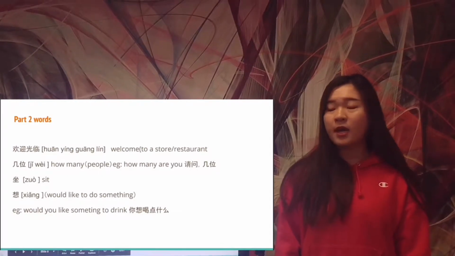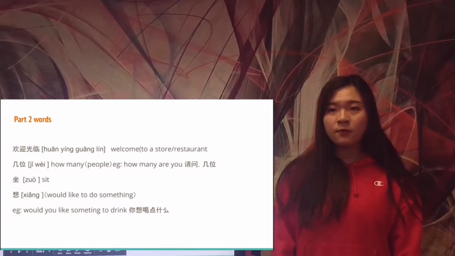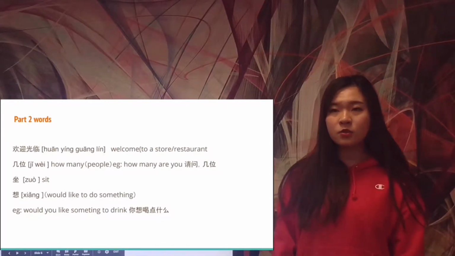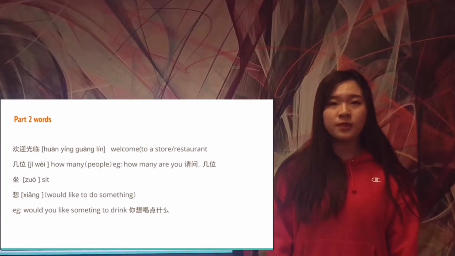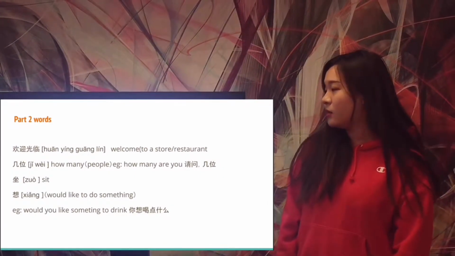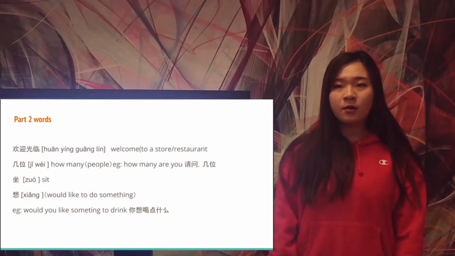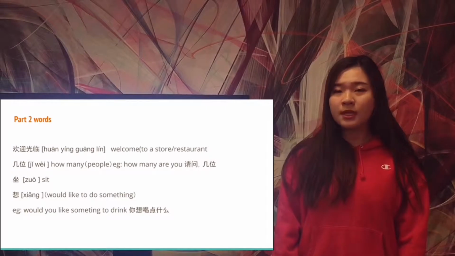For example, how many are you? 请问几位? The third one is 坐. 坐 means sit. For example, take a seat. 坐一下. Or where do you want to sit? 你想坐哪里? The last one is 想. 想 means would you like to do something? For example, would you like something to drink?